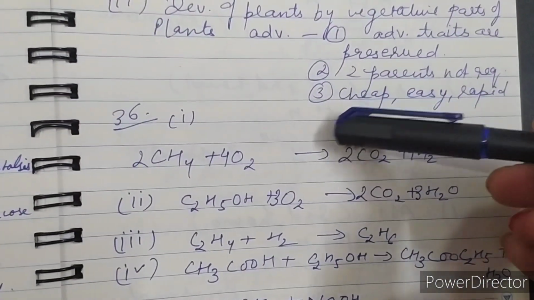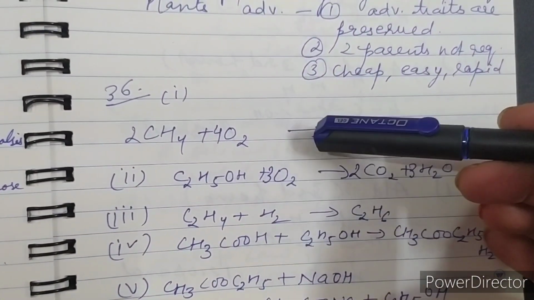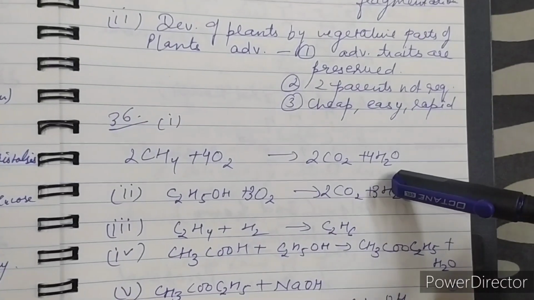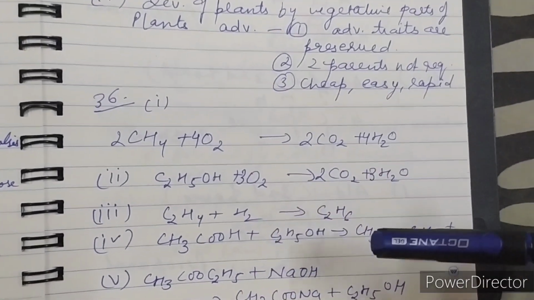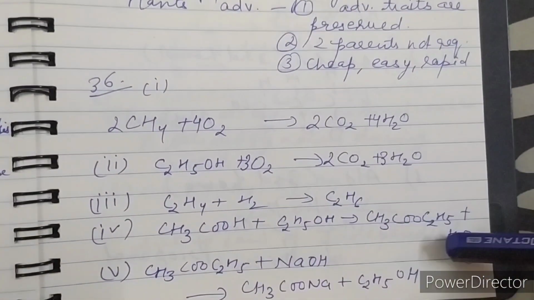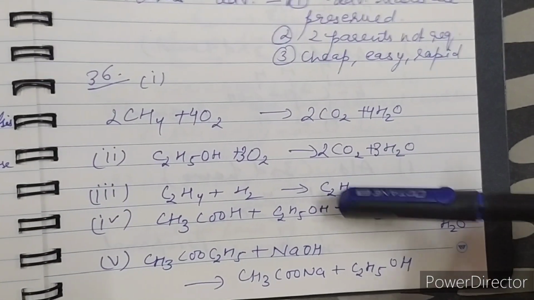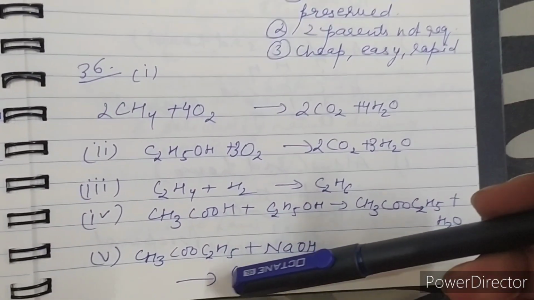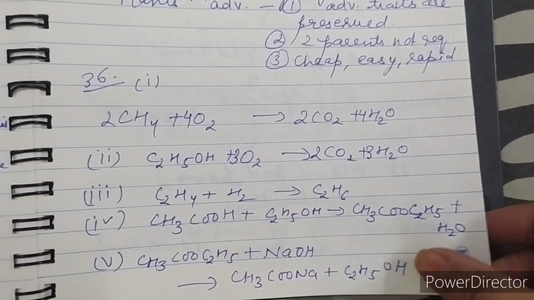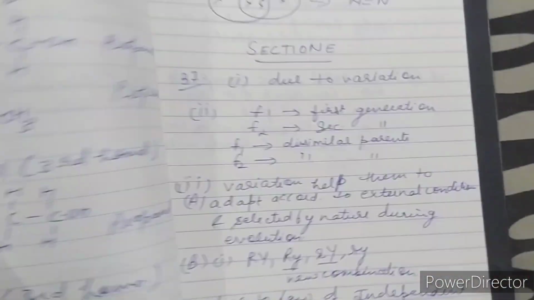Question number 36 was asked to give you 5 equations. Number first was oxidation or combustion of methane. I have written the complete balanced equation: oxidation of ethanol, hydrogenation of ethene, esterification reaction, you can write any esterification reaction because it is between an alcohol and an acid, and a saponification reaction. So these are the complete balanced equations of the various reactions that have been asked.